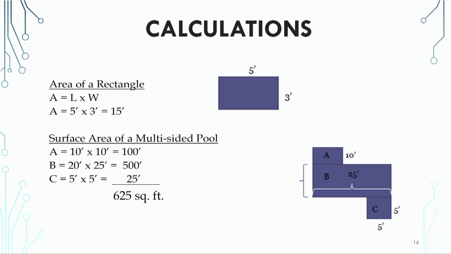Then you go down to part B, and you see that it's 25 feet in width and 20 feet in length, because it's basically double area A of the pool. So you do 20 times 25 feet, and you get 500 square feet. And then for the smaller part of the pool, part C, you see that it's 5 and 5, so just 25 square feet. Then you add all those up, and you get 625 square feet for that multi-sided pool. So that's pretty much how you do the surface area of the pool.